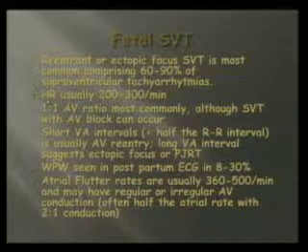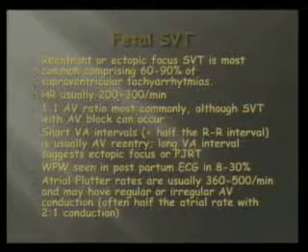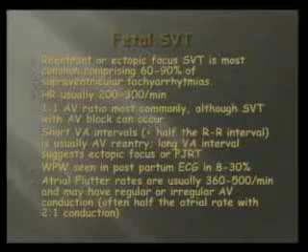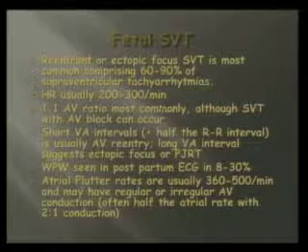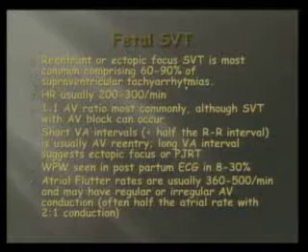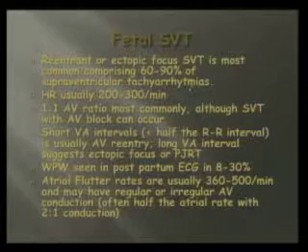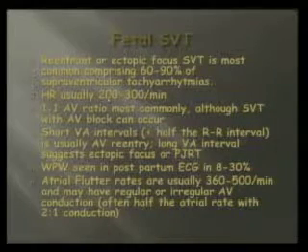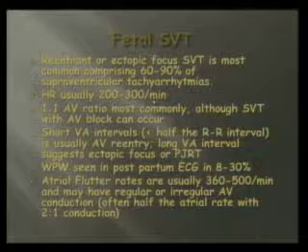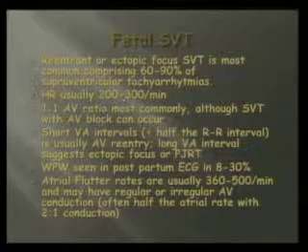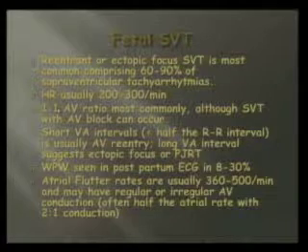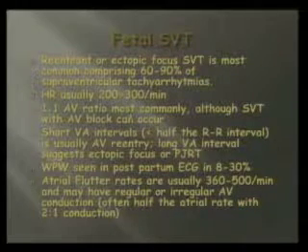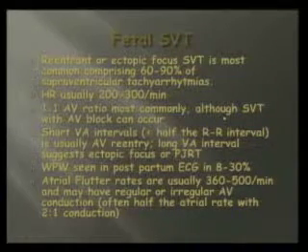With fetal SVT, the rate is generally between about 200 and 300. Most times what we see is a 240 to 300 rate for reentry or reciprocal tachycardias. Ectopic focus tachycardia will be a little slower. You may have rates that are about 200 to 220 with ectopic focus or automatic ectopic tachycardia. Most of the time we'll see a 1-to-1 AV ratio, but SVT with AV block can occur.